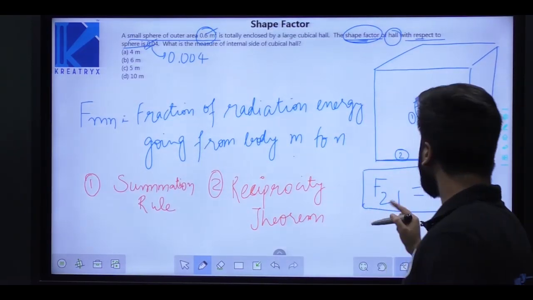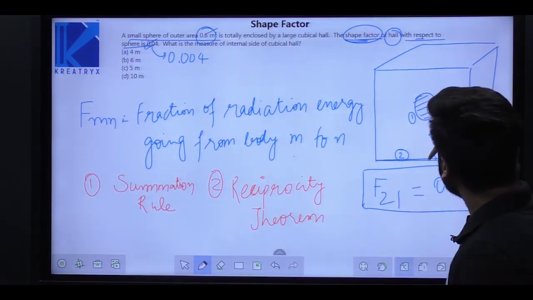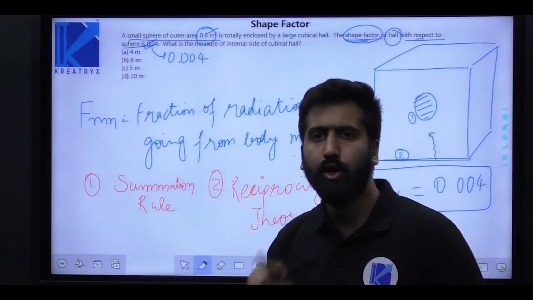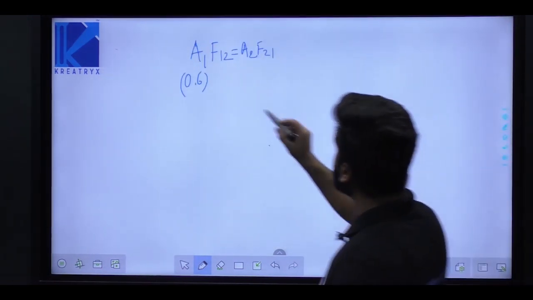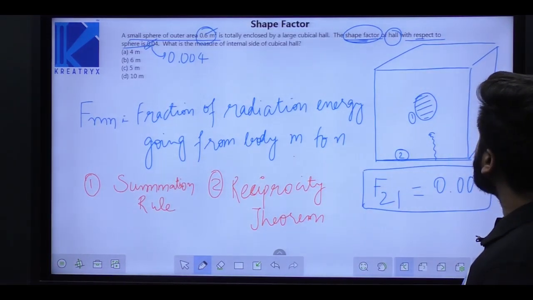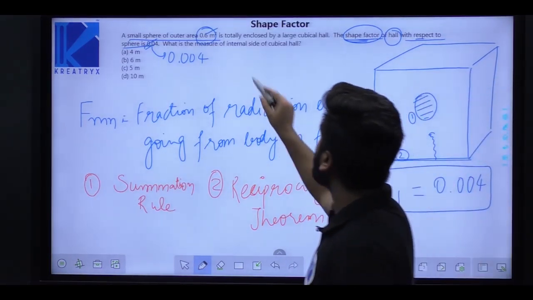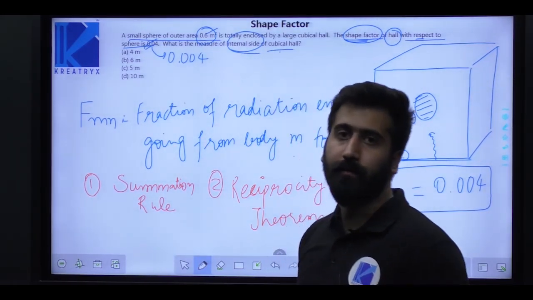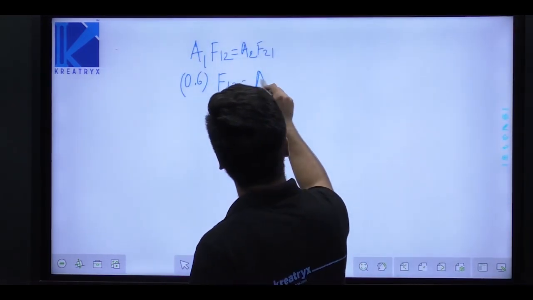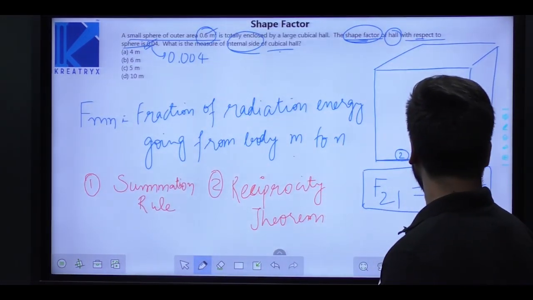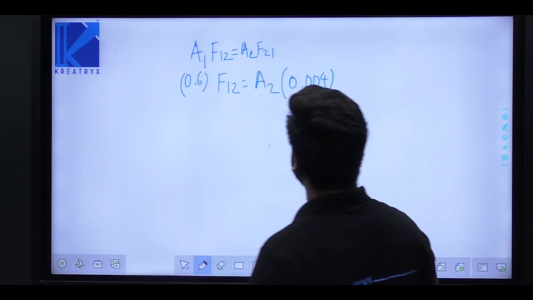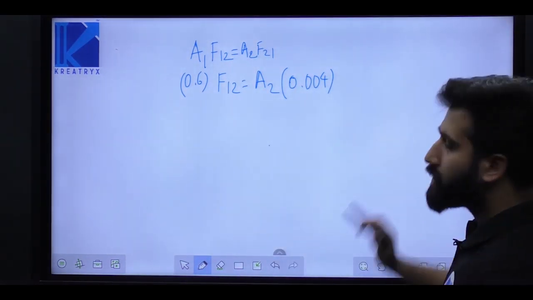And F12 means the fraction of radiation energy going from body 1 to 2. Is it given to us? No. Let it be F12 only. What about A2? What is the measure of the internal side of the cubic hall? This we have to find. If we get A2, we can find out the internal side of the cubic hall. So let it be A2. And F21 is given to us, that is 0.004.